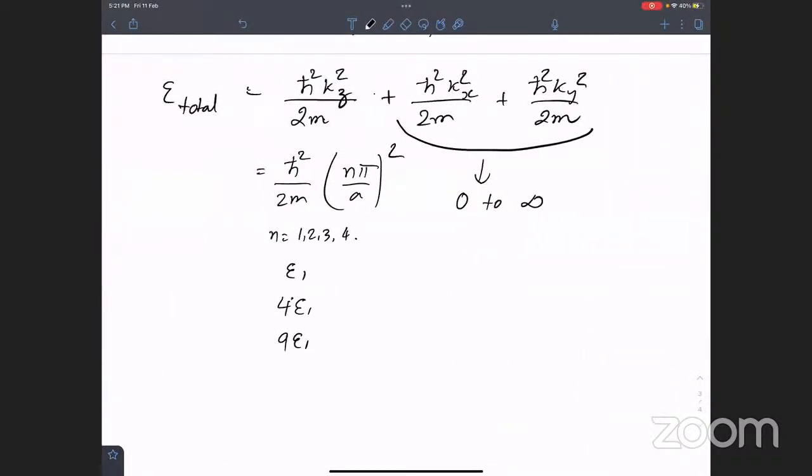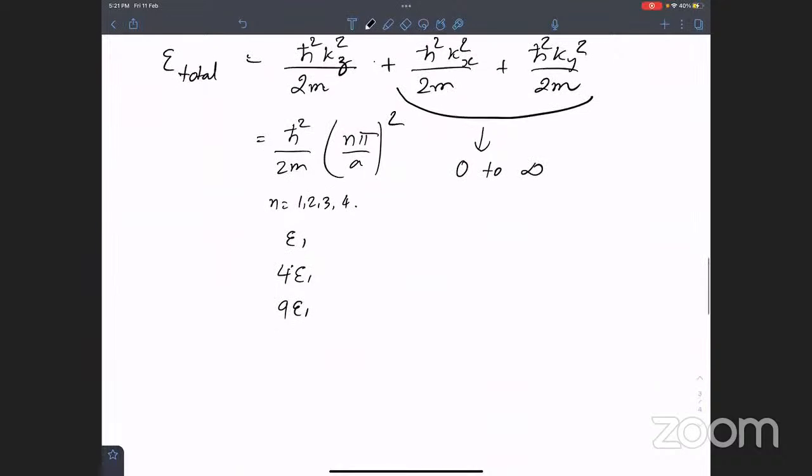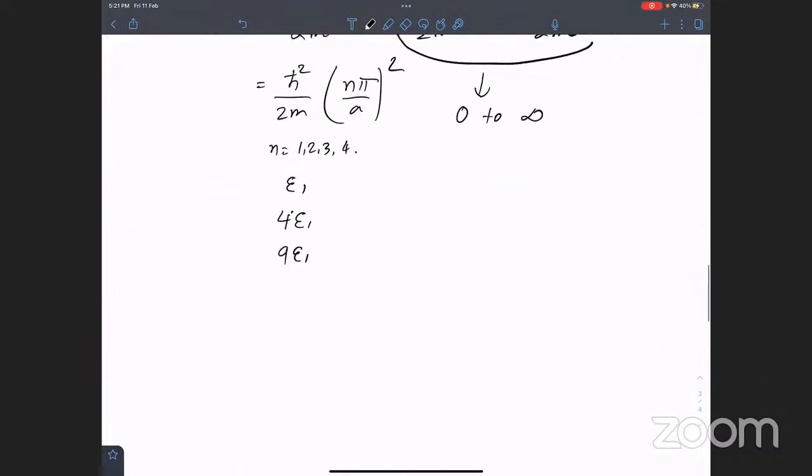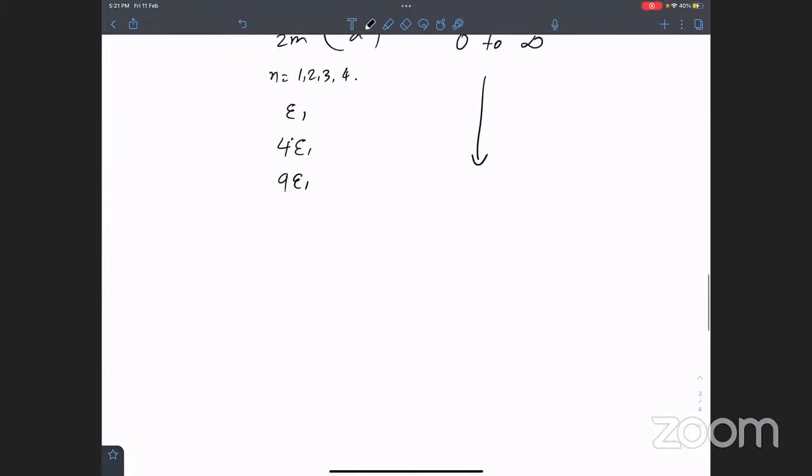So 0 to infinity basically, right? So x and y, it can take any value from 0 to E. And we have also found this out. What is the density of that particular state? Density of states for that particular thing. So let us write it out now.